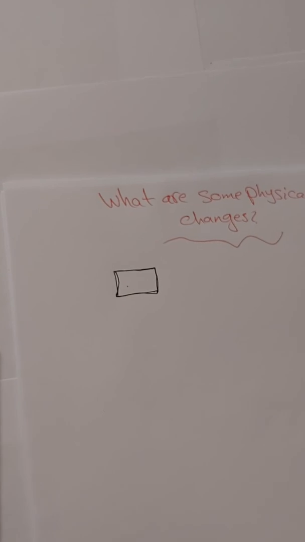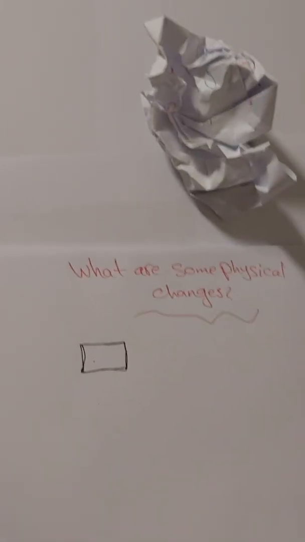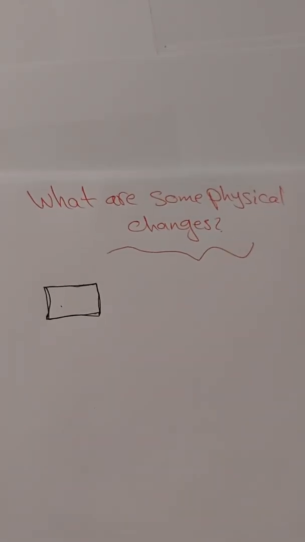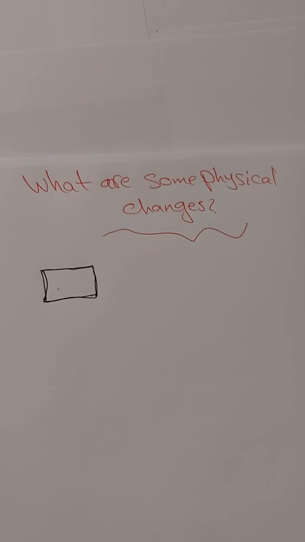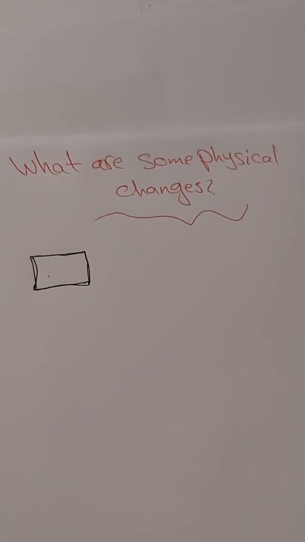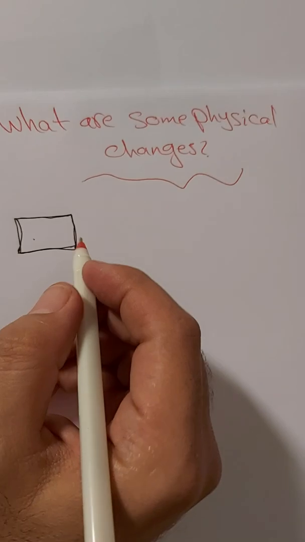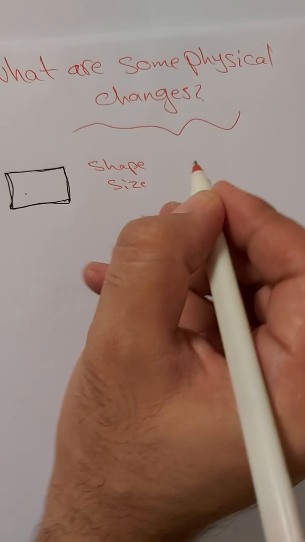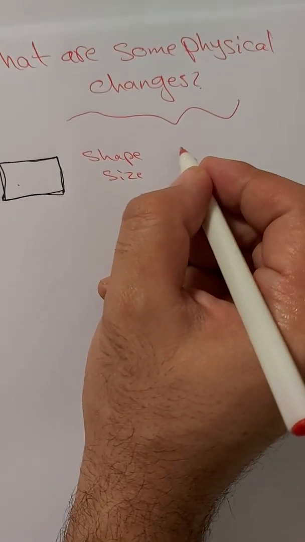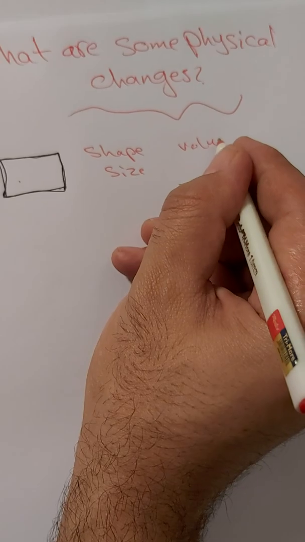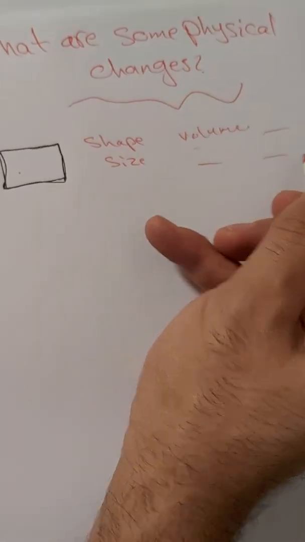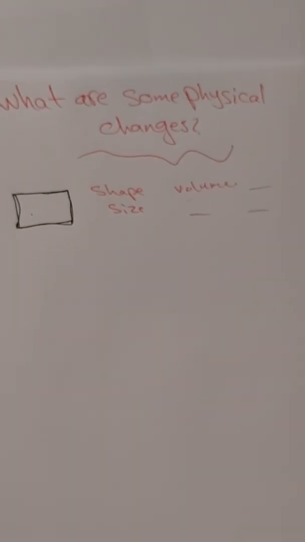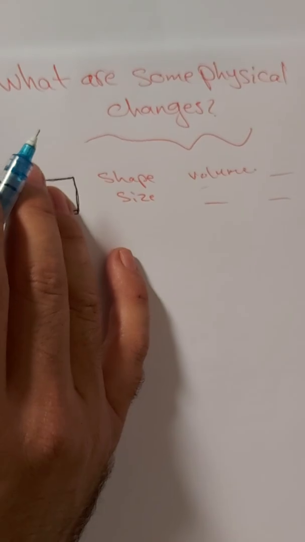If we make the paper like this, okay, so we changed what? We changed the shape, we changed the size, okay, but one thing stayed constant. What is it? So maybe we can change the shape, the size, for example, the volume, the mass, the density, etc. Okay, so the change in physical property, we call it physical change.